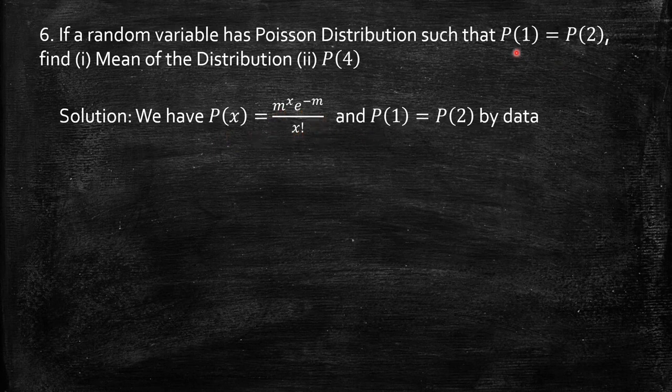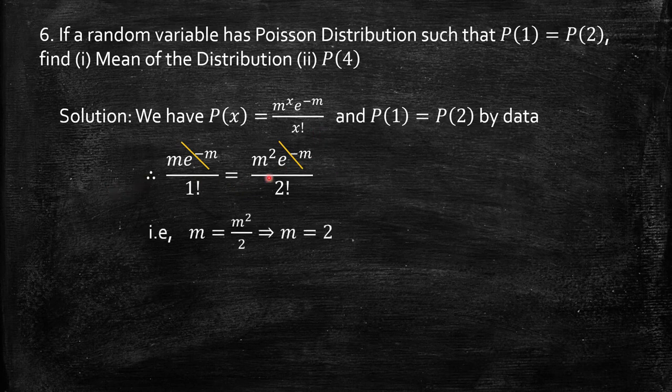And by data, that is p of 1 equal to p of 2. So if I substitute here x equal to 1 and 2, we get m e power minus m by 1 factorial is equal to, when x equal to 2, m square by 2 factorial exponential minus m, which simplifies to, I can cancel exponential minus m on both sides.